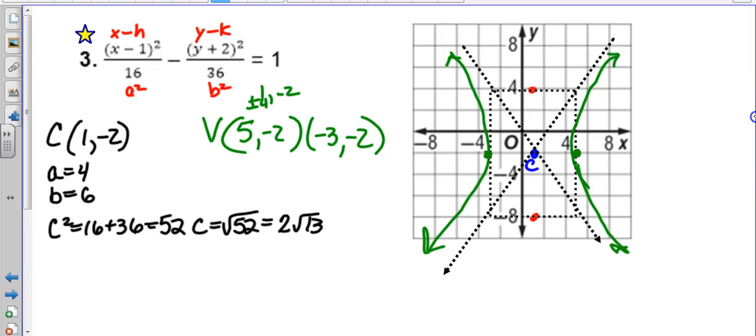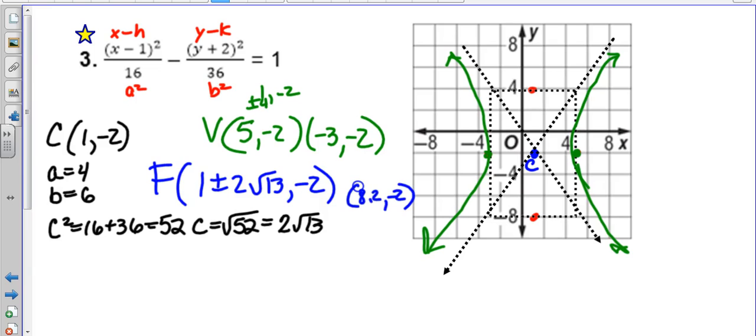Foci is ugly, so you're welcome to leave it. You're adding 2 square roots of 13 onto the x, so 1 plus or minus 2 square roots of 13, comma -2. If we did decimals, just so we could tell, I got 8.2 and -6.2.